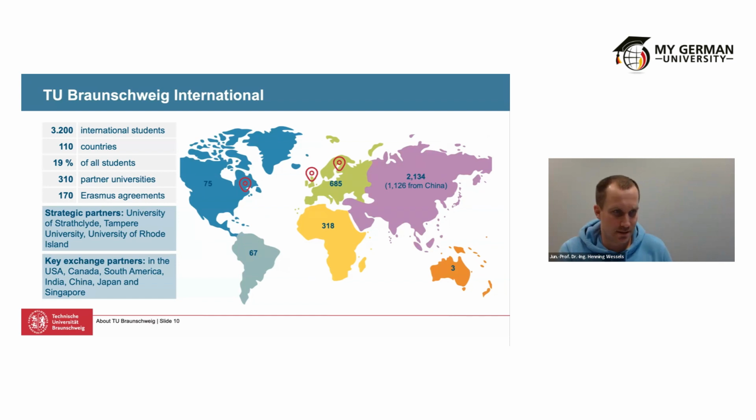Our international students, we already said it's 3,200, come from diverse countries, 110 in total. These international students are 19% of all of the students. We have many partner universities, so also if during your time here at Braunschweig you want to go abroad elsewhere, this can be possible. We have 170 Erasmus agreements. Amongst our strategic partners are, for instance, the University of Strasbourg, Temple University, University of Rhode Island, but the individual professors also have individual collaborations. Me, for instance, with the ETH Zurich or with Cambridge University.